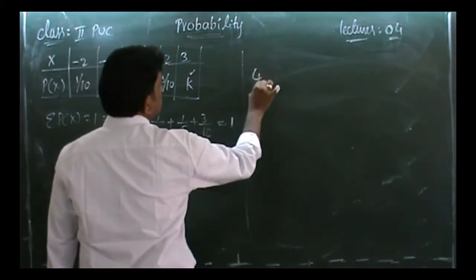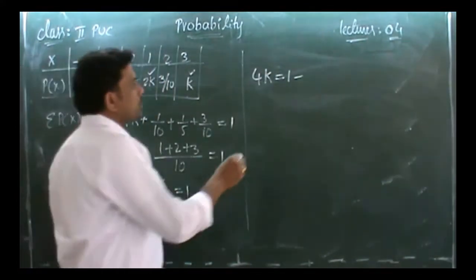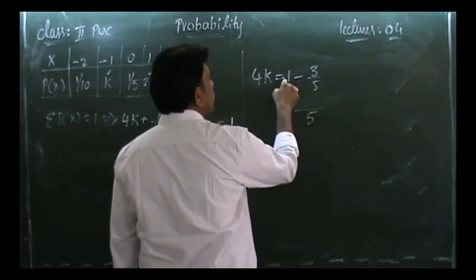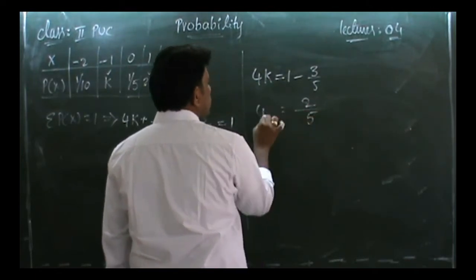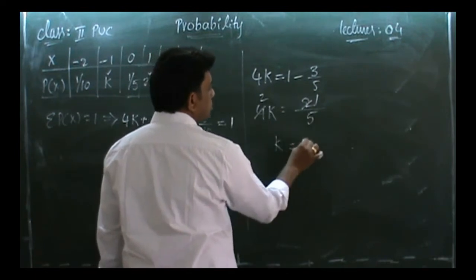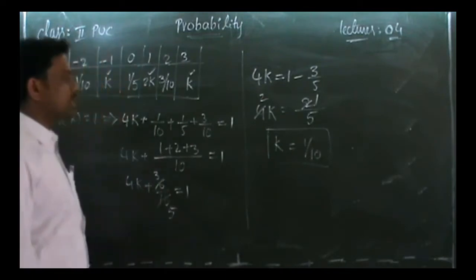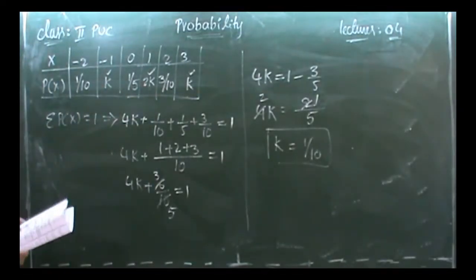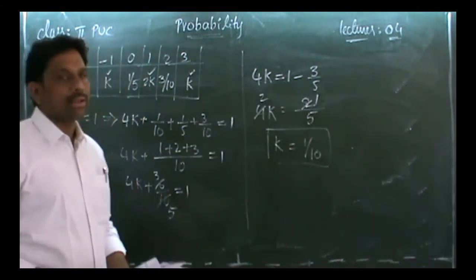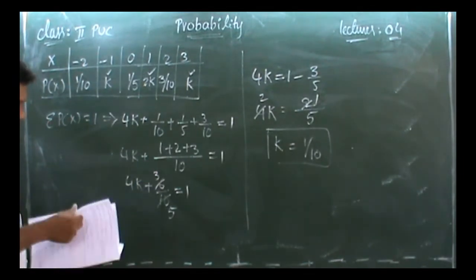Then what is the answer? The answer is 4k equal to 1 minus 3 by 5. If you send that to the other side, it is converted to minus 3 by 5. LCM is 5. 5 ones are 5. 5 minus 3 is nothing but 2. So 4k equal to 2. So what is the k value, children? k equal to 1 by 10... because 2 to 2, you send that side, it is converted as 1 by 10. In this manner we will find out. So this is the probability distribution test.